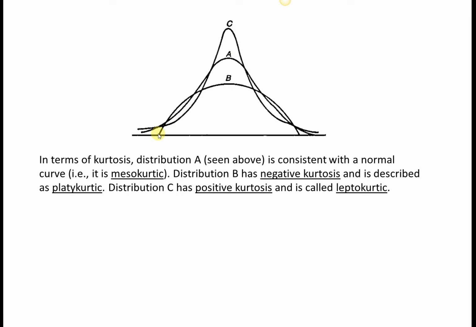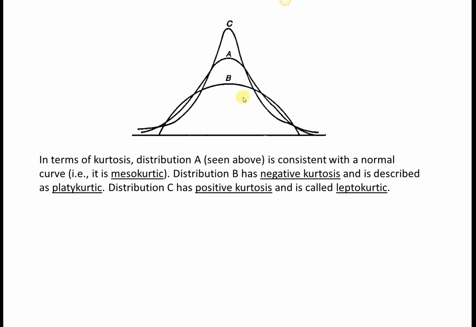Distribution B that we see right here is called platykurtic, and in terms of a kurtosis value, that value would be negative. So you can see that we have thin tails and basically a flat distributional shape.